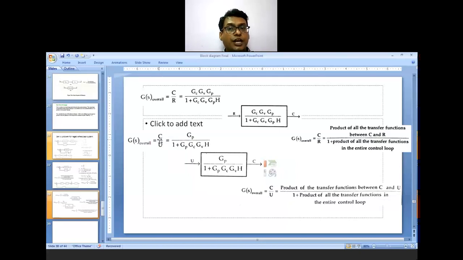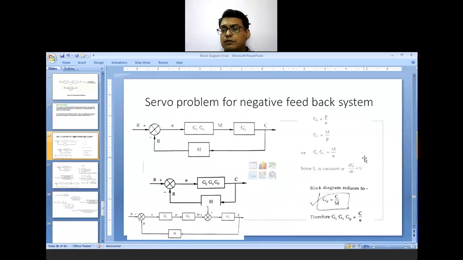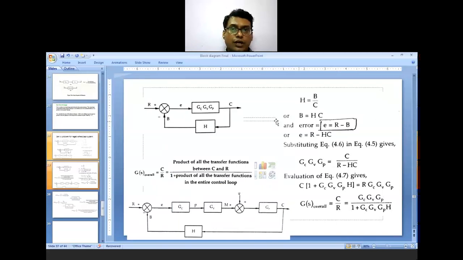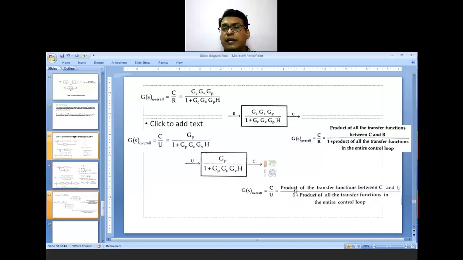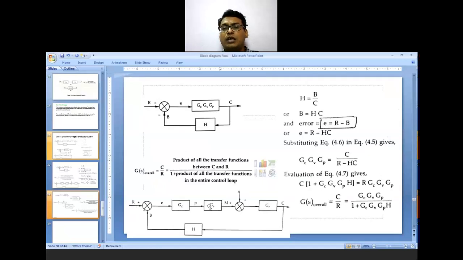Now, the regulator problem with a negative feedback system: C upon U is your regulator problem, but with a negative feedback system. So after generalization, it is the same equation, only the difference is that you are calculating C upon U. There you will get the product of all transfer functions between C and U upon 1 plus the product of all transfer functions in the entire control loop. So that is the basic difference between C upon R and C upon U.